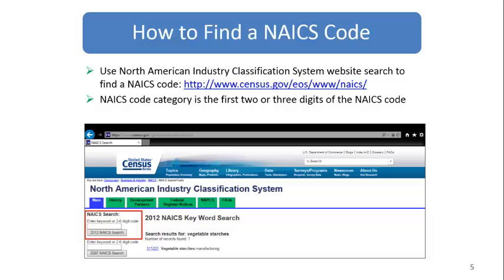NAICS is an acronym, and it stands for the North American Industry Classification System, a program administered by the United States Census Bureau. This is a snapshot of the Census Bureau's website. Businesses can perform keyword searches and read more detailed descriptions of the different category codes.